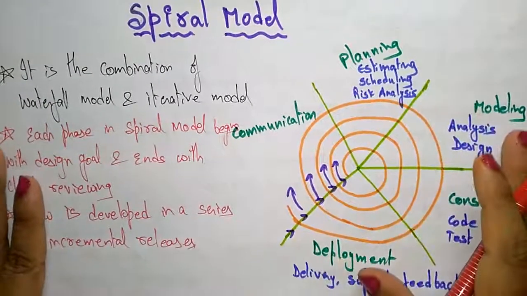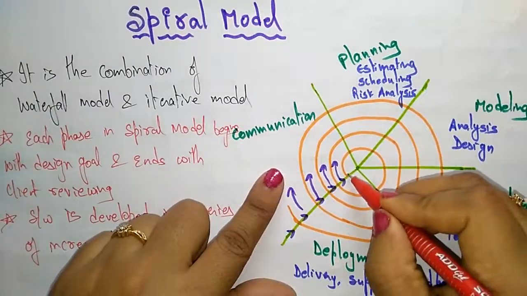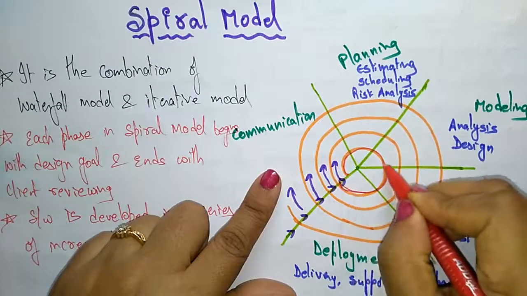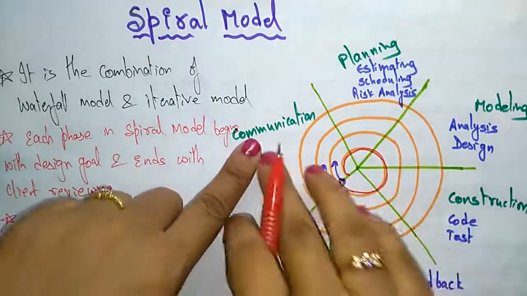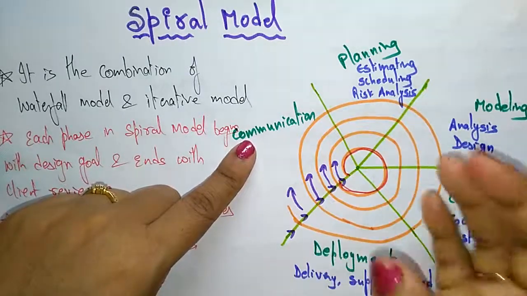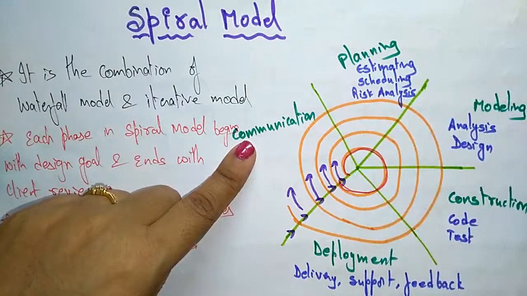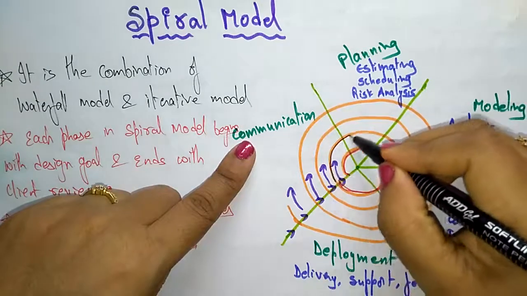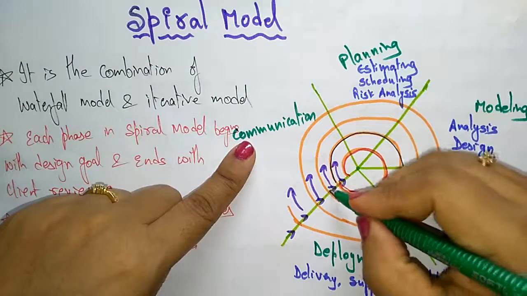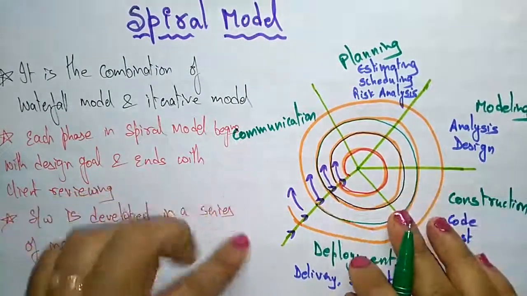These are the different task regions. Here you can see the spiral starts from here, and up to here this is one phase, one task. A spiral model is divided into framework activities, also called task regions. This is one task region, next this is another task region, and next this is another task region, like that. These are the different task regions present in the spiral.